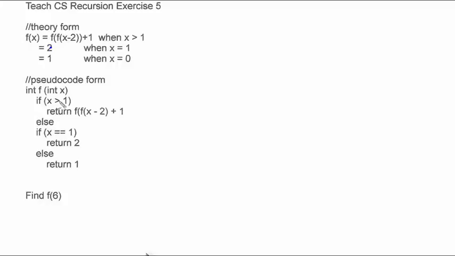You can see the pseudocode form does the same thing. X comes in. If it's greater than 1, we do this nested call. Otherwise, if x is equal to 1, we return 2. Otherwise, we return 1. So let's find the function of 6. Since it's greater than 1, we do this double call, this nested call. The function of, and 6 minus 2 is 4. And we add 1 to that final result.